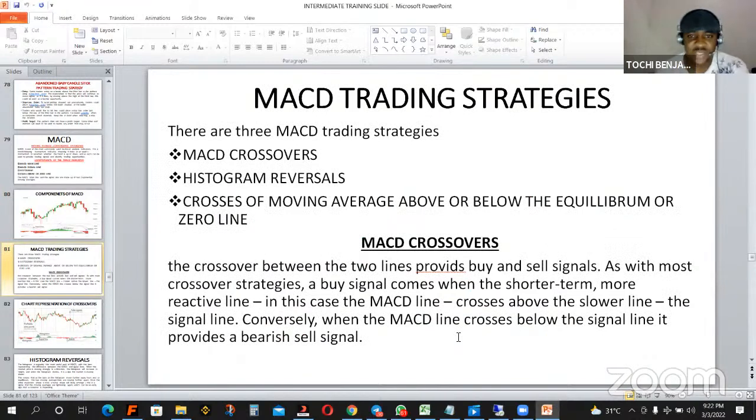Now look at the trading strategy using MACD. You have the MACD crossovers, the histogram reversal, or the movement of the moving average above or below the equilibrium, the zero line. There are different ways to trade it. The MACD crossover between two lines provides buy and sell signals. As with most crossover strategies, a buy signal comes when the shorter-term, more reactive line, the MACD line, crosses above the slower line, the signal line. Conversely, when the MACD line crosses below the signal line, it provides a bearish sell signal.